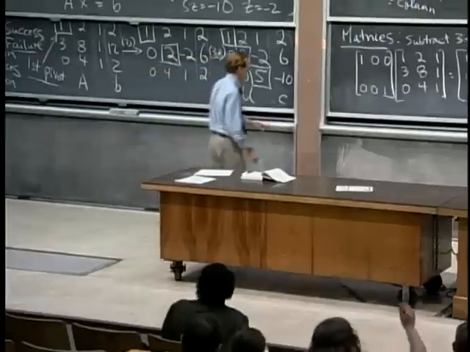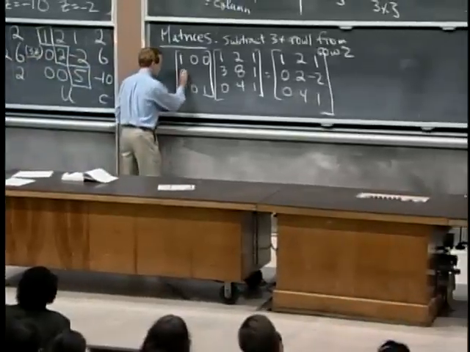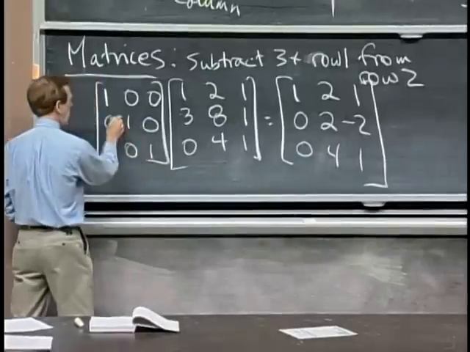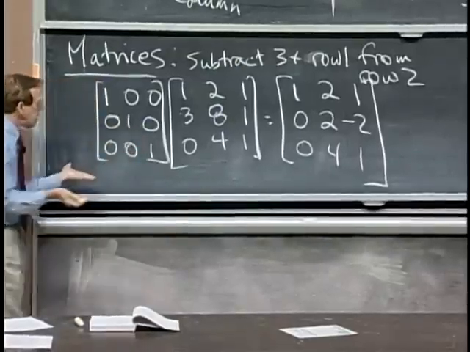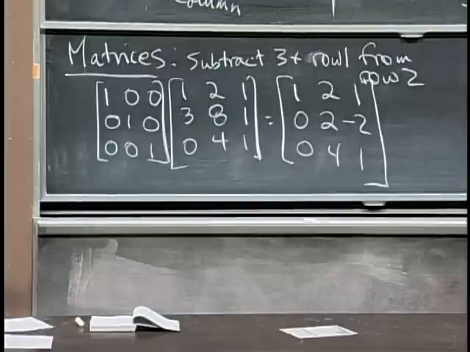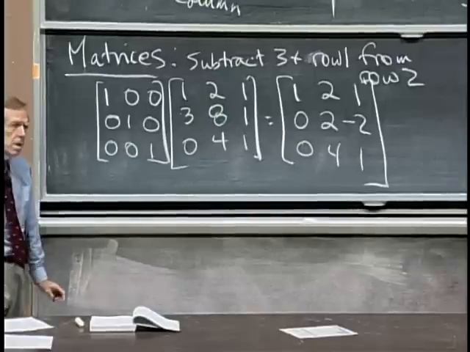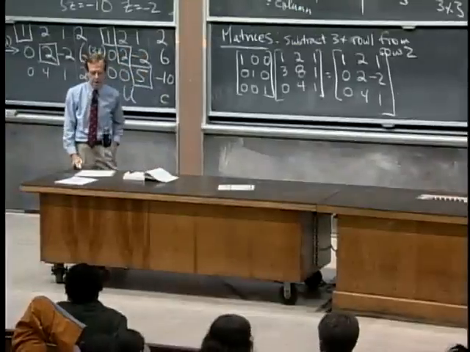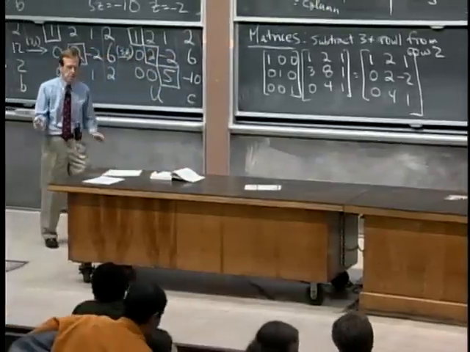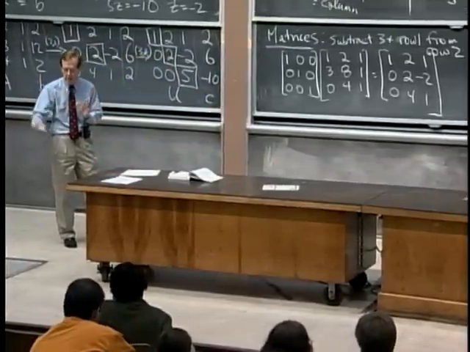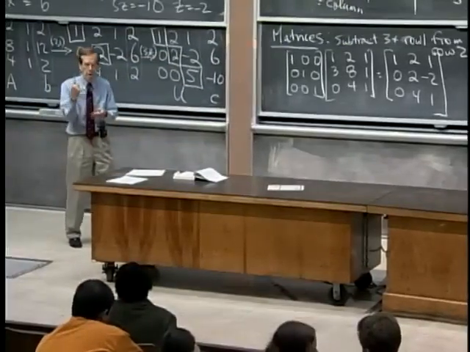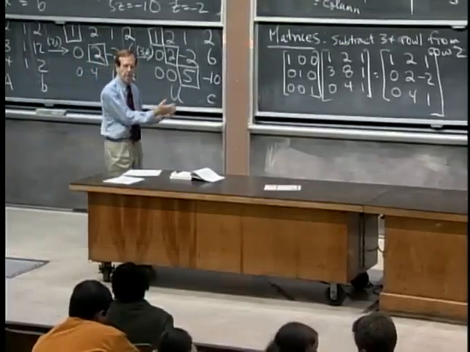If I put in 0, 1, 0, that's the matrix. What's the name of that matrix? The identity matrix, right. So it does absolutely nothing. It just multiplies everything and leaves it where it is. It's like a 1, like the number 1 for matrices.